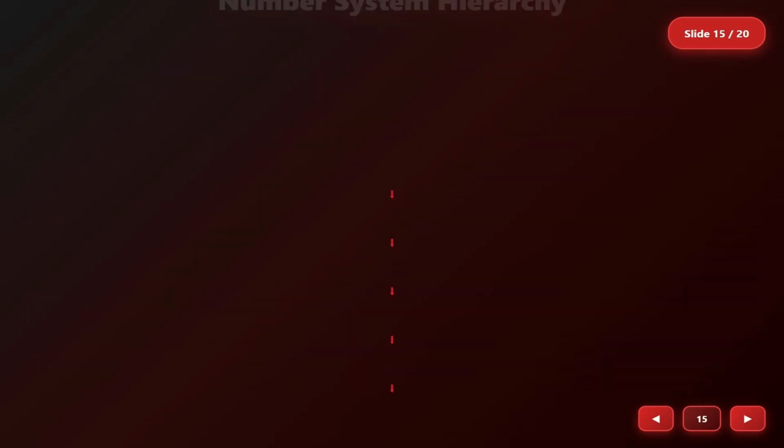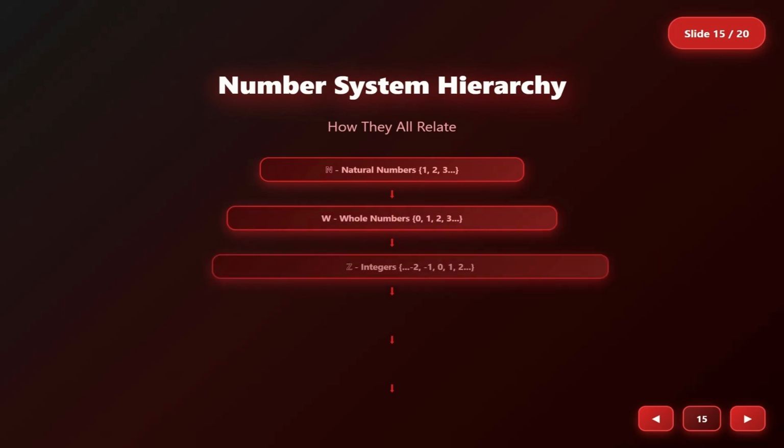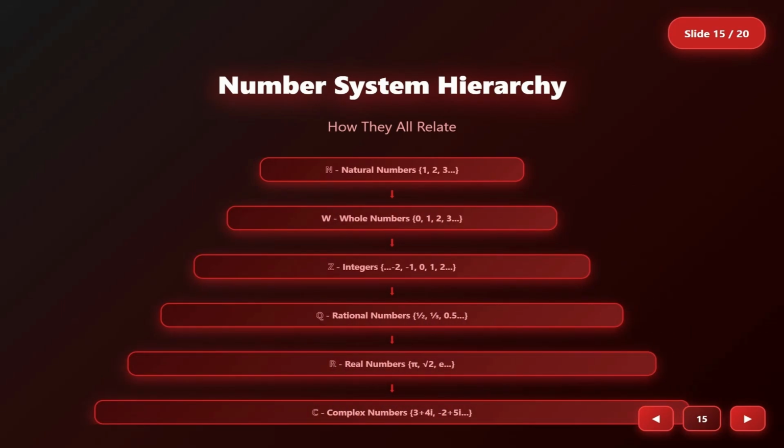Alright, let's see how all these numbers relate to each other. Think of it like a family tree or Russian nesting dolls. Each one contains the previous one. Natural numbers, all the counting numbers that we use. Whole numbers, it includes 0 with the natural numbers. Integers, it includes negative numbers with the whole numbers.